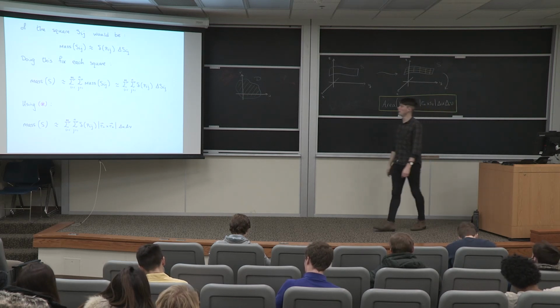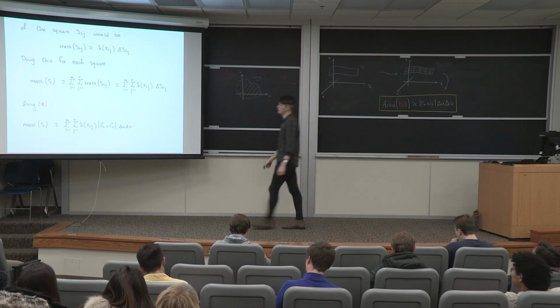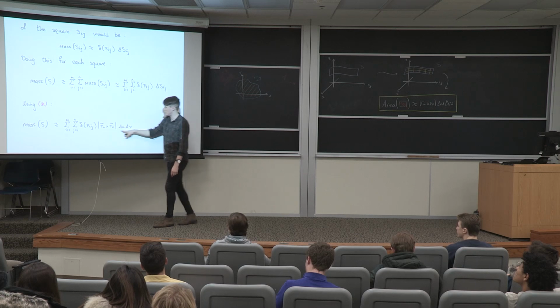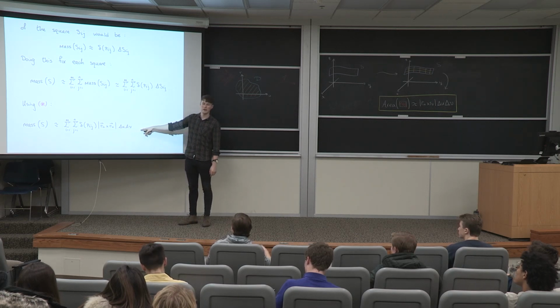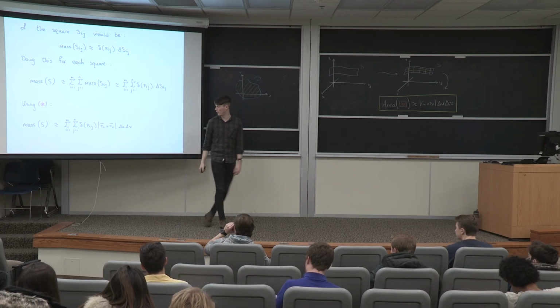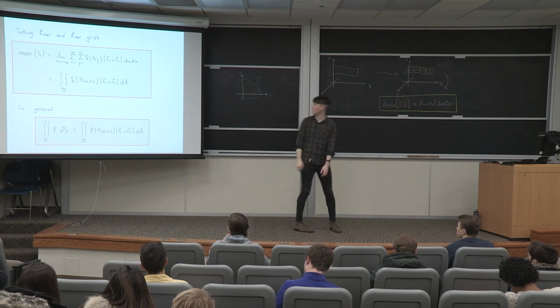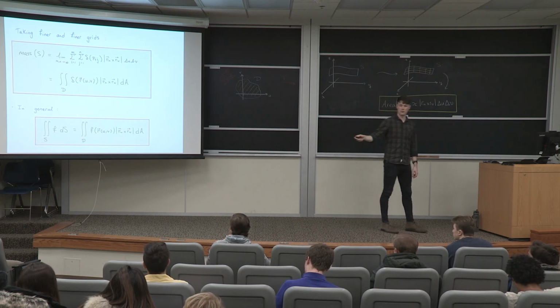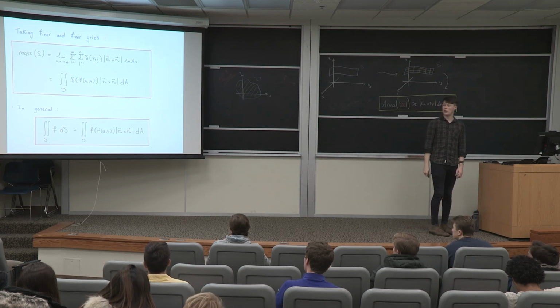So, we arrive at here. Here's the density at a point on the patch times the area of the patch. And we're going to sum that over all the patches and take a limit, and we end up with this. Okay? Any questions?